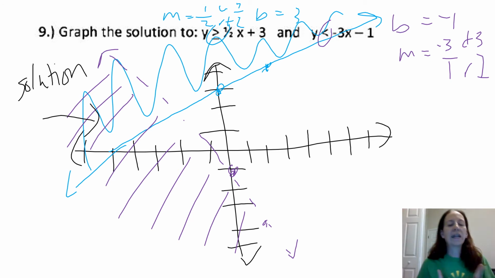And that indicates that you understand that you're not just generating this really pretty picture, but that you actually understand what part of that picture constitutes the solution. Like, here are the points that make both of the inequalities true. So your 9th problem is going to be a system of linear inequalities.